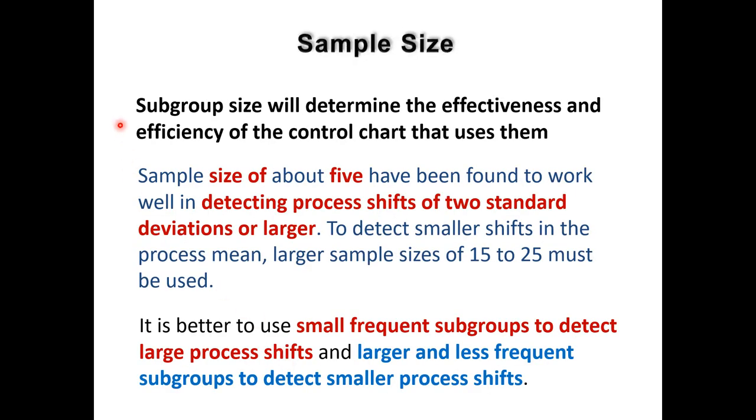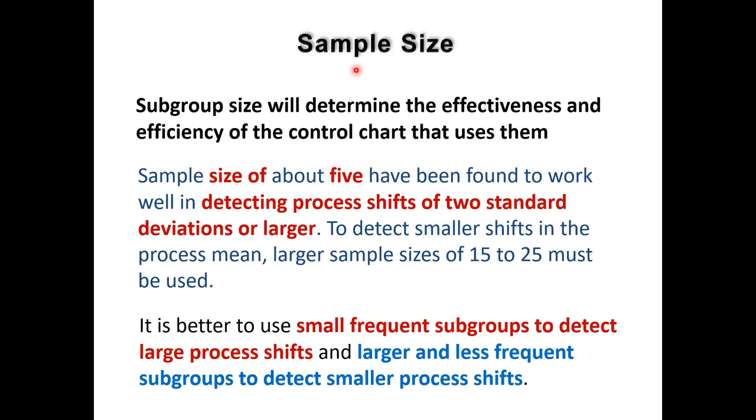Subgroup size will determine the effectiveness and efficiency of a control chart that uses them. So now here we come into sample size. Just now we looked at sampling interval. The first one we look at is the basis of sampling, whether we do systematic or random sampling, and so on. In most cases we do systematic random sampling.